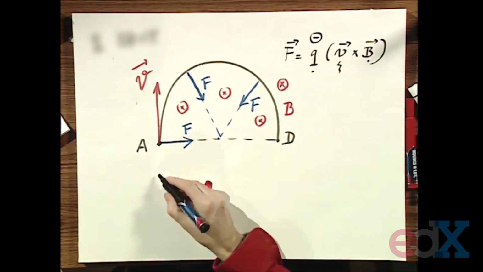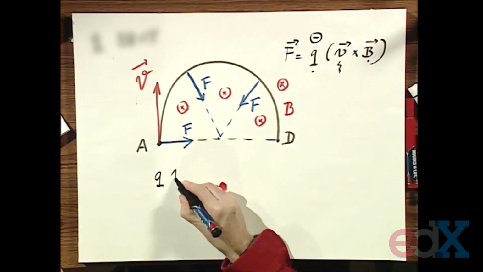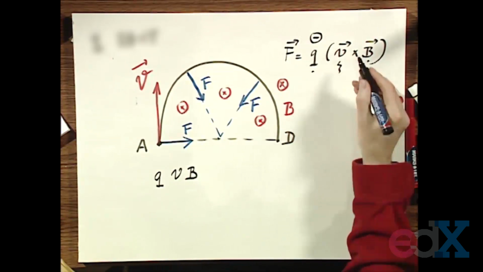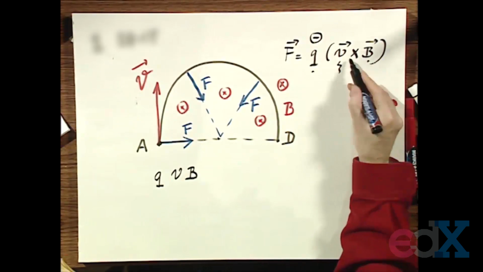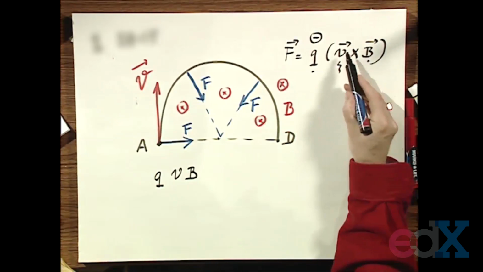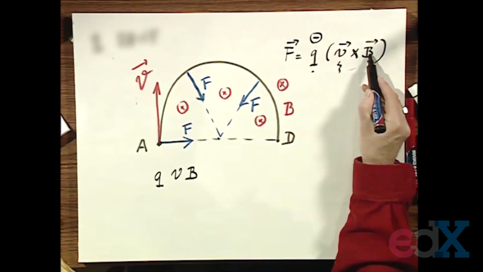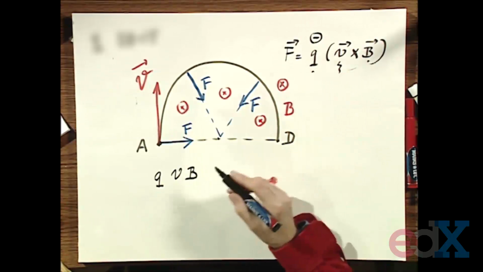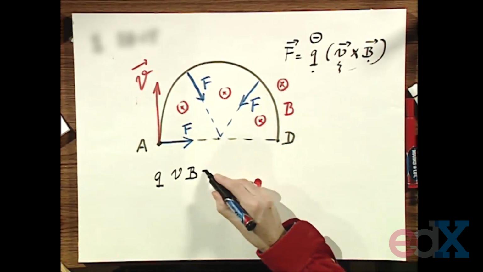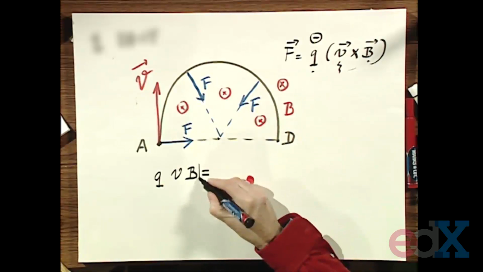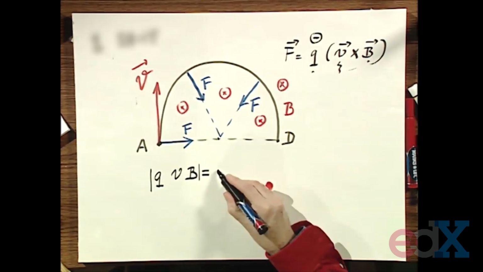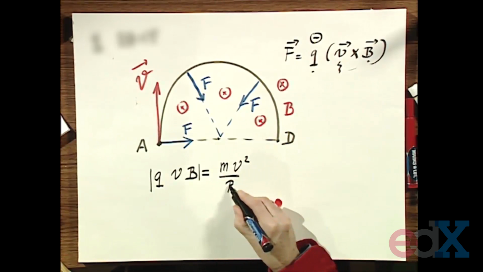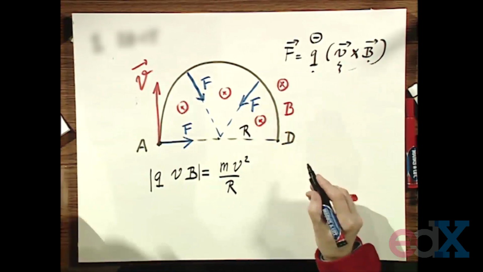Well, Q times V cross B, but I can really write qVB because the cross product implies the sine of theta, theta being the angle between the velocity and the magnetic field, but that is 90 degrees, so that is 1, so I don't have to worry about that. This is the magnitude of the force that you see here, and that is also mv squared divided by r, if r is the radius of this circle.